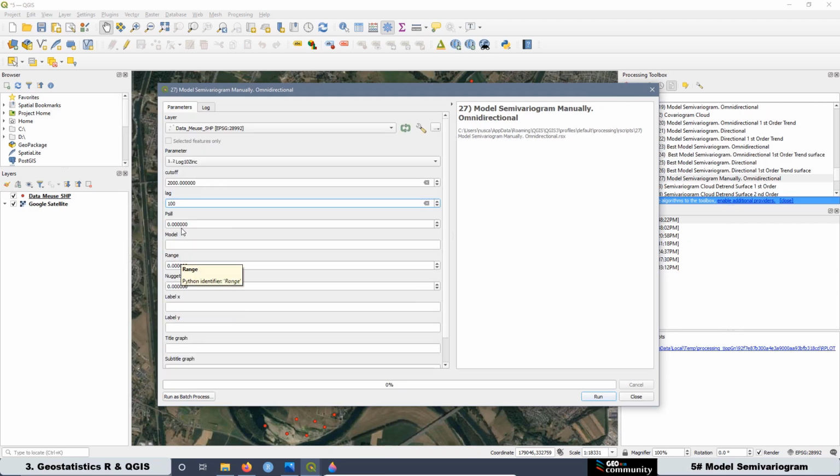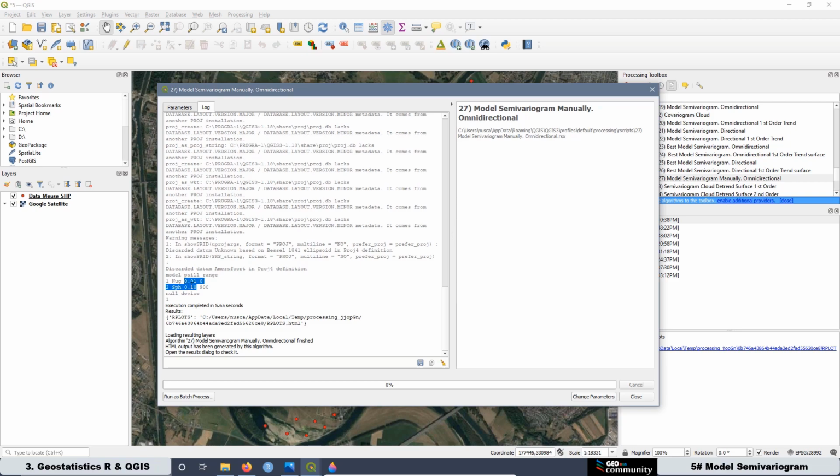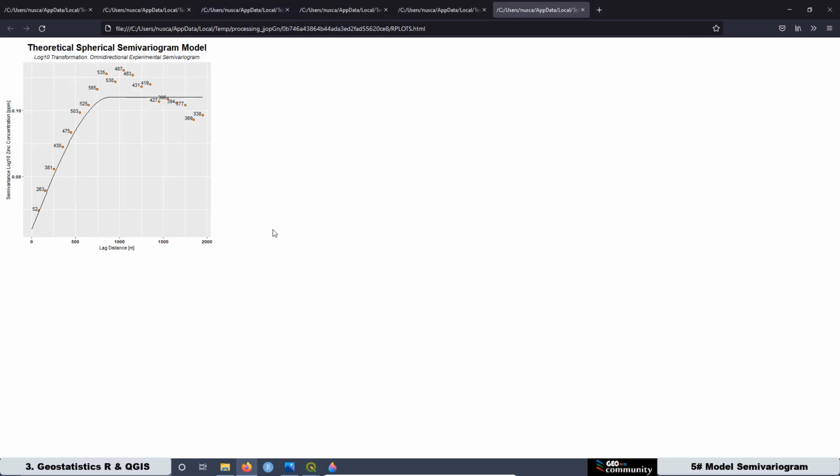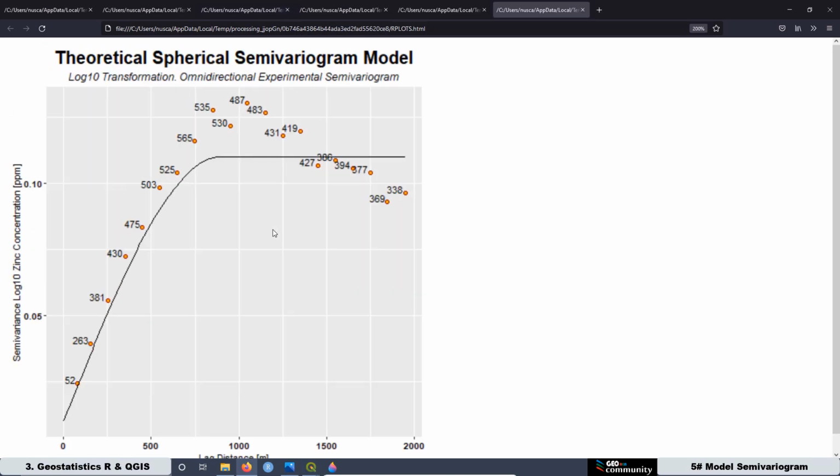Now the next question is, what happens if the values that the script provides me automatically don't convince me? Then we are going to work on a script with which we can fit the theoretical semivariogram model manually. It means that we can select the values for the range, for the partial sill, and for the nugget effect. And then we are going to have a theoretical semivariogram model that fits our data according to those values.